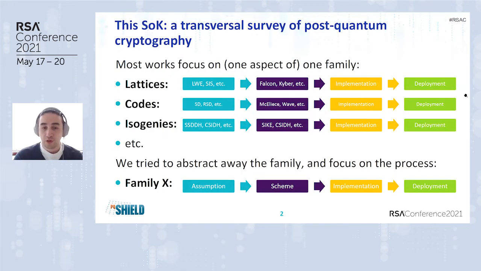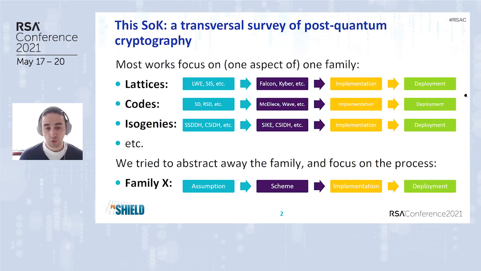So post-quantum cryptography is a vast field with thousands of papers. It is also a very diverse field because you can build post-quantum cryptographic schemes from lattices, codes, isogenies, hash functions, and so on. And there are already many good surveys out there, but they usually focus on one family or one aspect of one family. And our goal is not to subsume existing works, and this would be infeasible. Our goal is rather to complement these works.